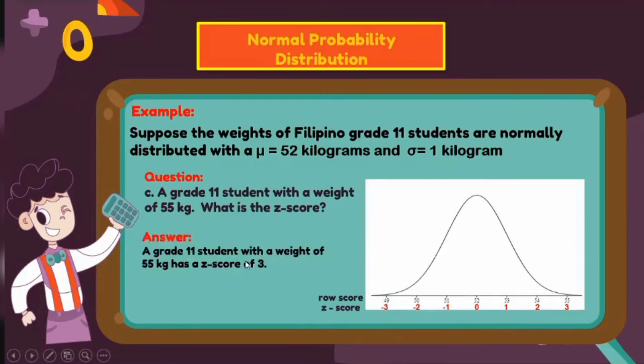So a grade 11 student with a weight of 55 kilograms has a C-score of negative 3. Or a C-score of a positive 3. Again, a positive 3 for this given problem.